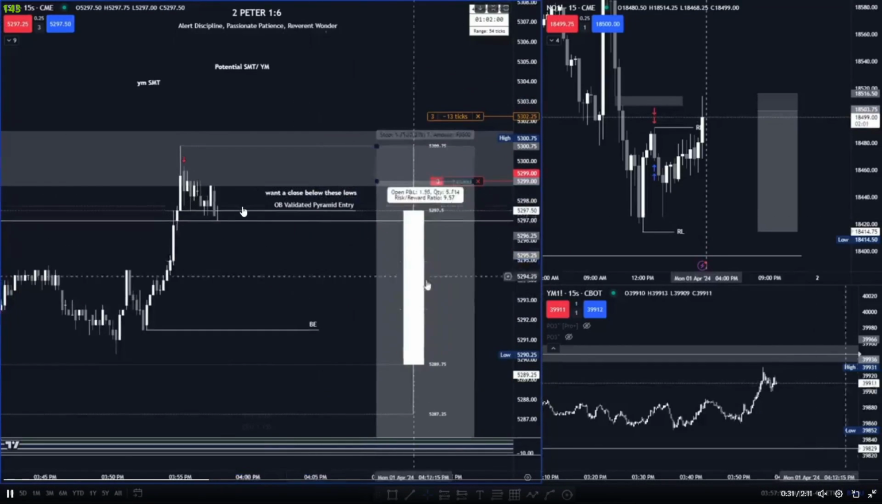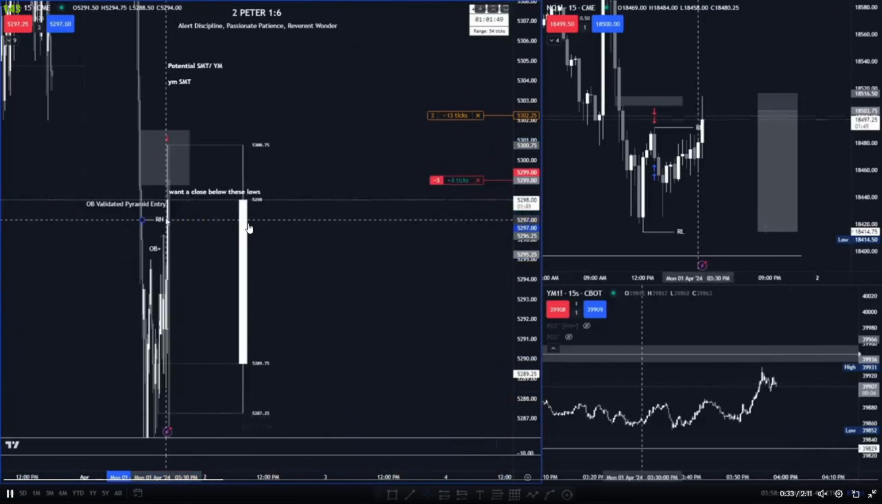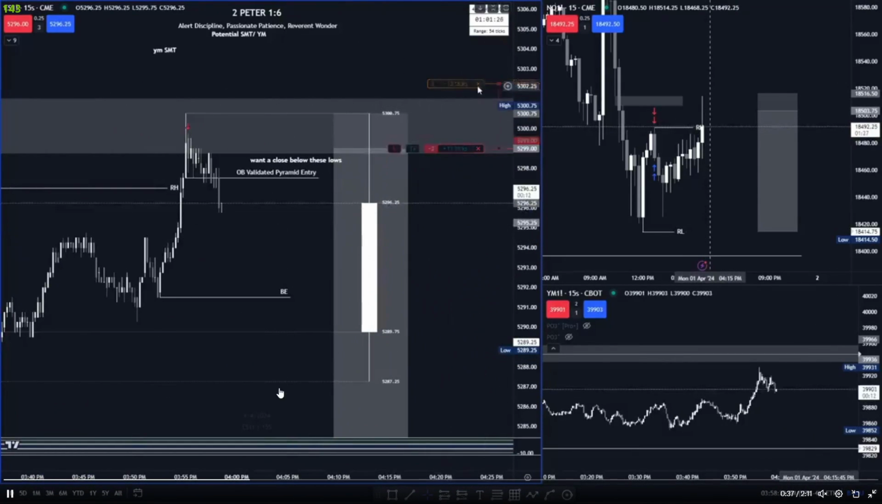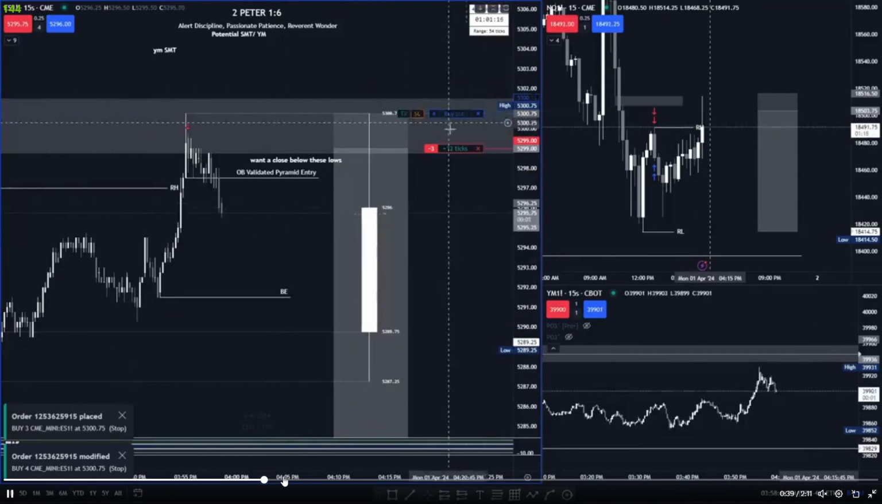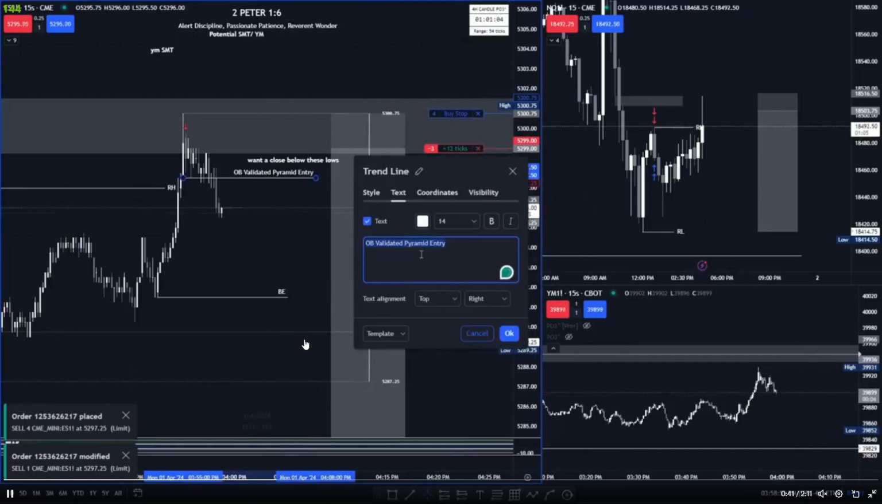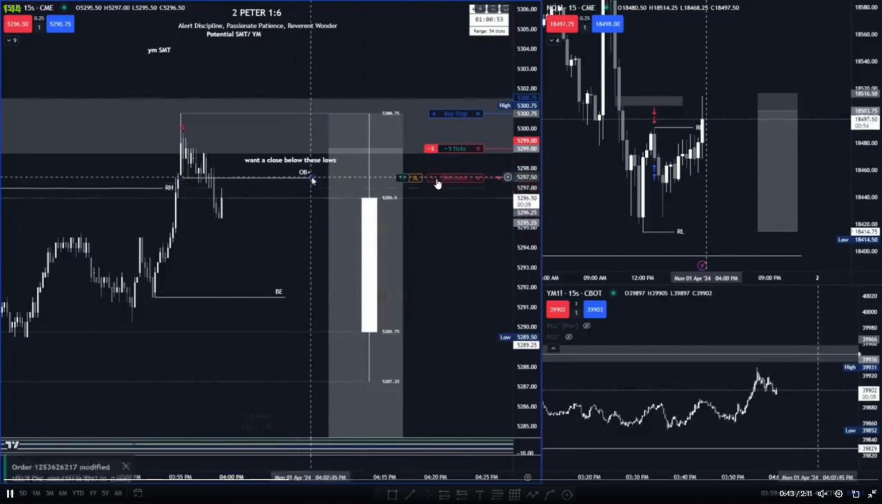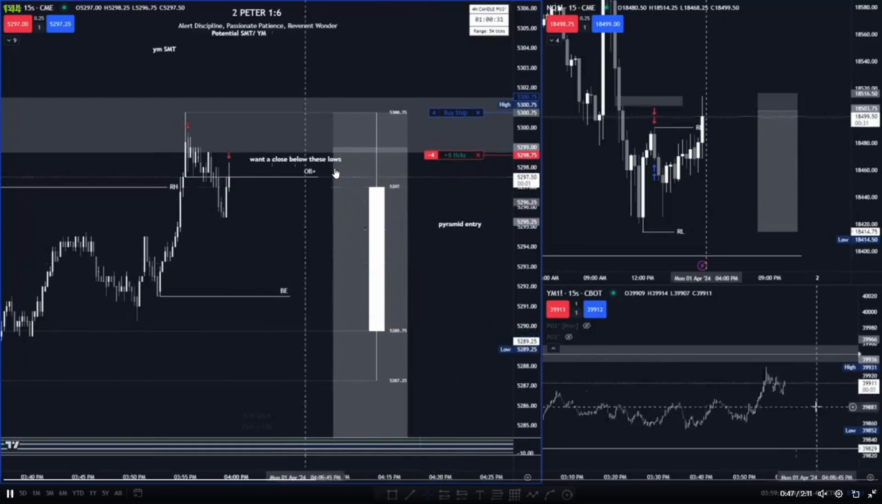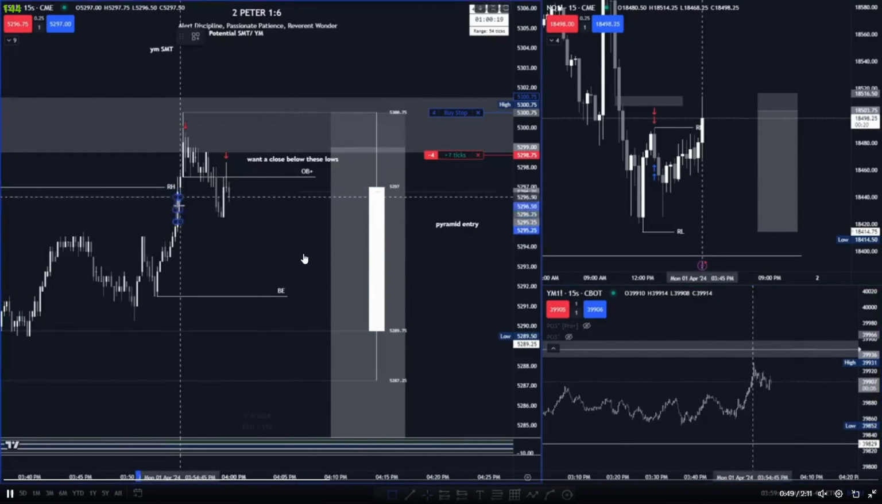Price finally decided to close below, indicating a change in state of delivery. So we should see lower prices. And price, of course, starts to drop, like we said. So we had a sell limit if price comes back there, right? Like we said, pyramid entry, want to close below these lows.